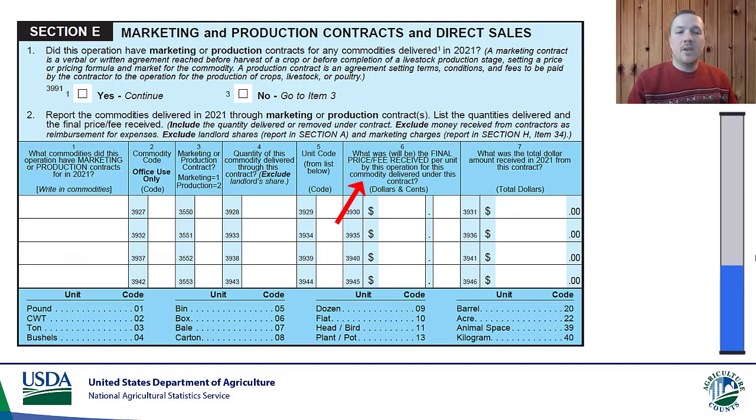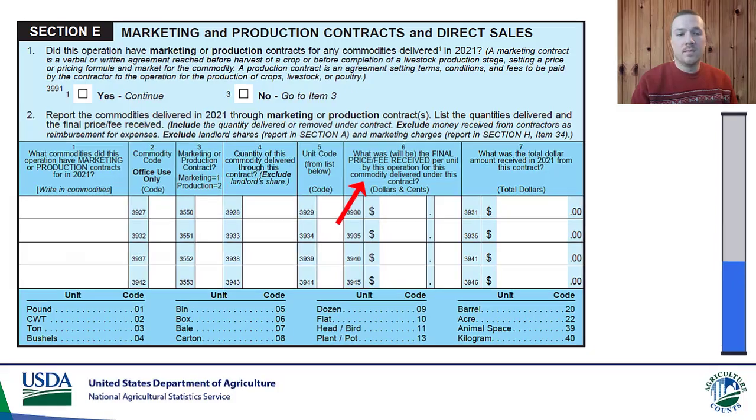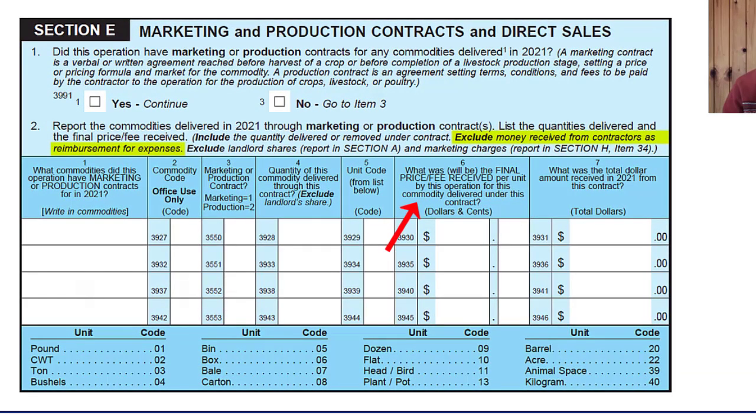The production contract fee should only represent the fee for their services. Operators who have production contracts, such as a cattle feedlot or a poultry operation, have a tendency to overstate their fees. They often include things like feed and veterinary expenses, which they may pay for, but later bill to the contractor. We need to exclude money received from contractors as reimbursement for expenses. Those contractor expenses are accounted for separately.